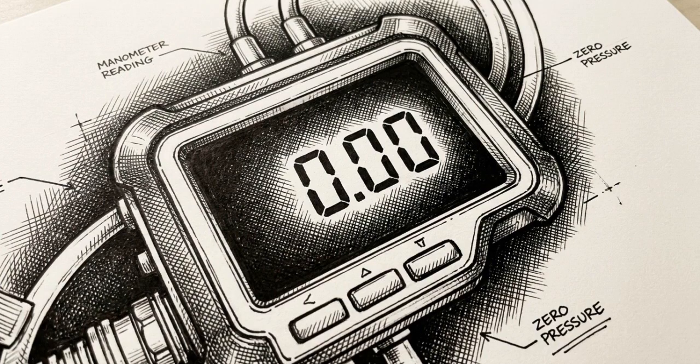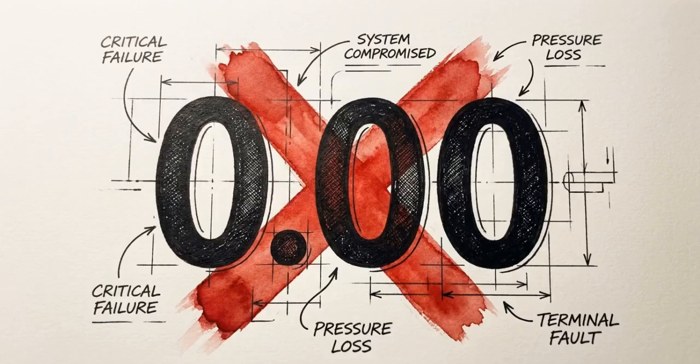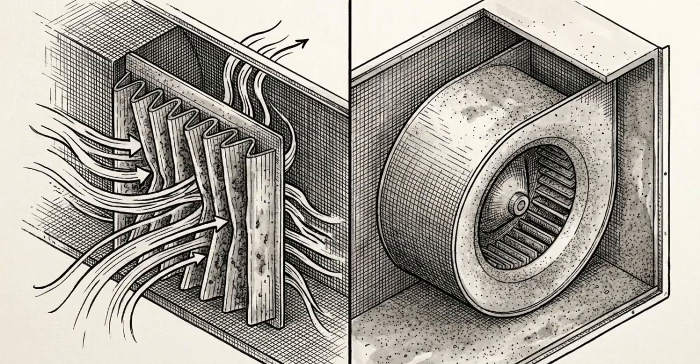There is a critical diagnostic anomaly to watch out for: a differential pressure reading of exactly 0. A 0 reading does not mean you have perfect airflow. It proves either a catastrophic bypass hole, allowing air to escape around the filter, or a complete blower motor failure.